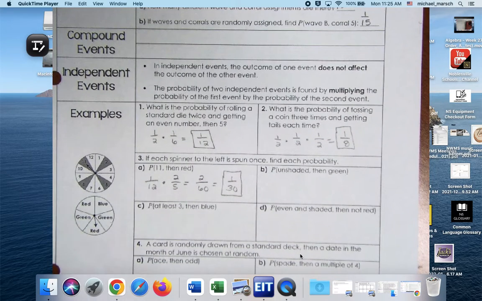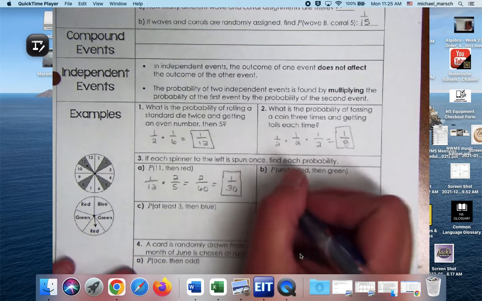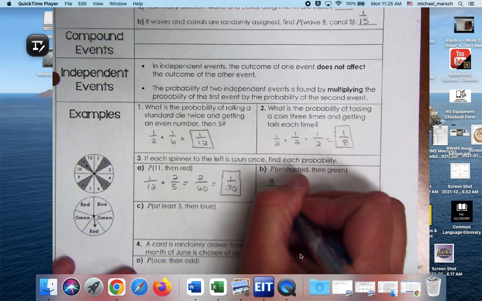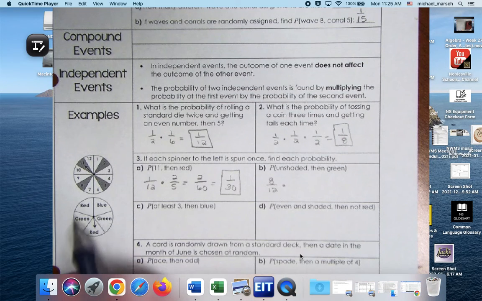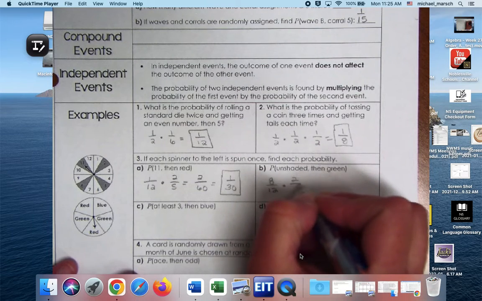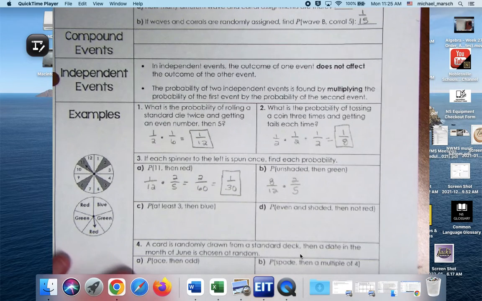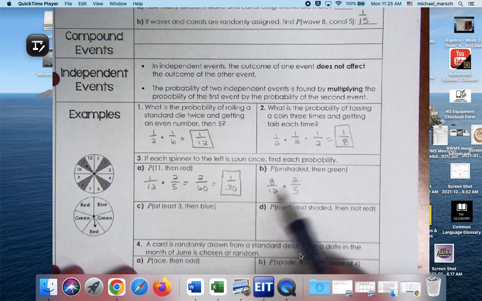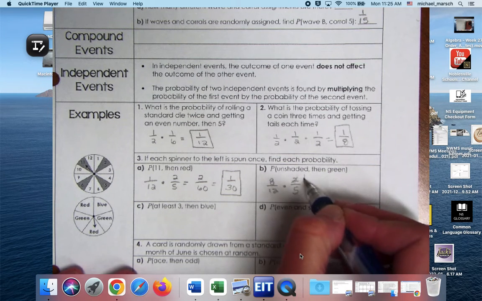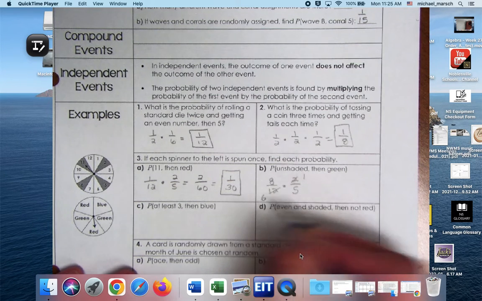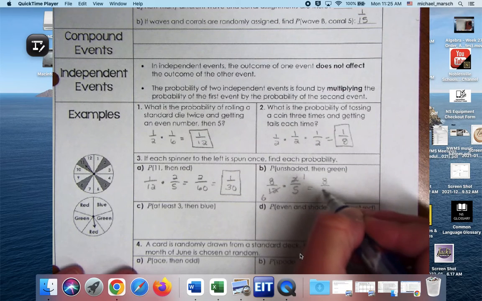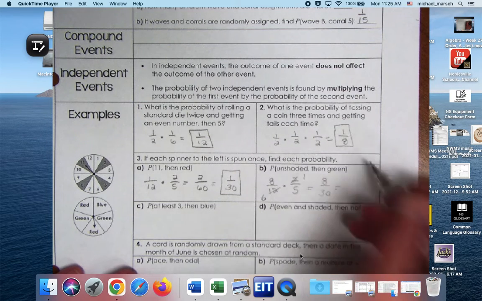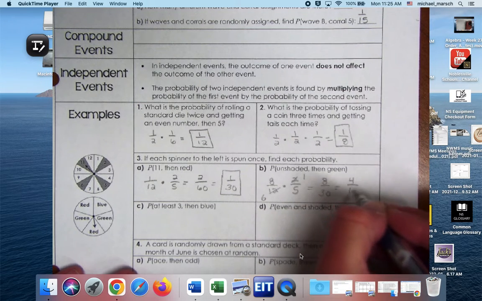All right, how about the probability of unshaded, then green? So how many of these are unshaded values? 8. 8 out of 12. How many greens? 2 out of 5. And this is where we can cross simplify, right? 2 can go into both of these numbers. 2 divided by 2 is 1. 12 divided by 2 is 6. So I get 8 out of 30, which can simplify to 4 out of 15.